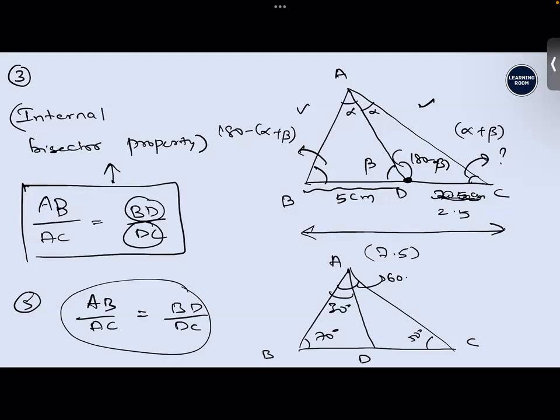AB square by AC square. But they should be similar, no? You cannot. It's an angular bisector part, you cannot prove it there.